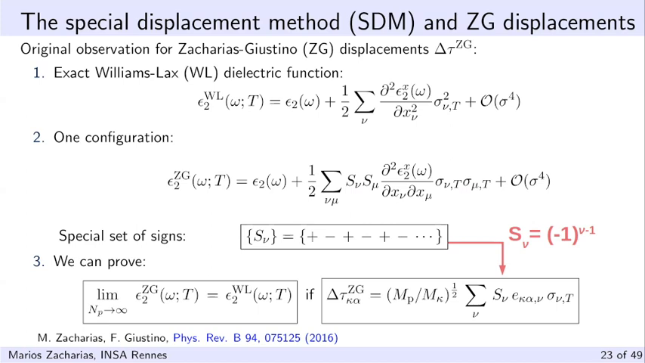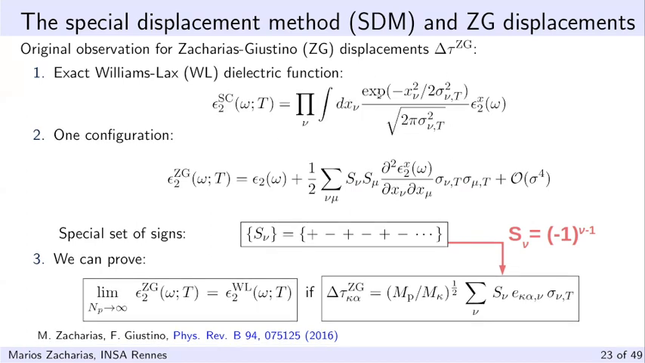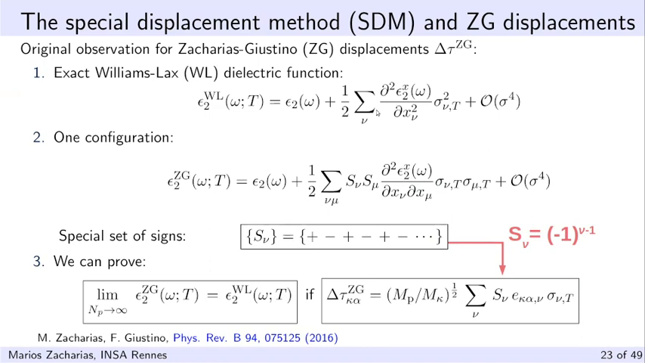And in fact, if we do the exact Williams-Lax dielectric function and take the Taylor expansion with respect to normal coordinates and perform the integration here, we result to this expression here. If we use only one configuration and displace the atoms along all phonon modes with normal coordinates given by this sigma, we'll have this expression. So what is the error here, if we compare the two expressions, is these cross-coupling terms between nu and mu. So we want basically to kill the error coming from these cross-coupling terms to get this expression here.